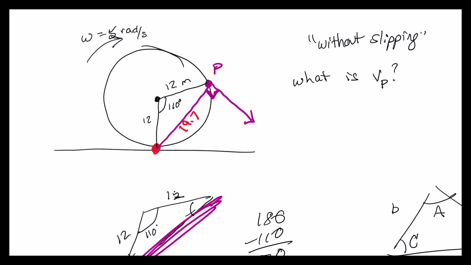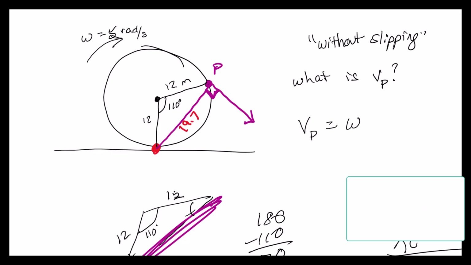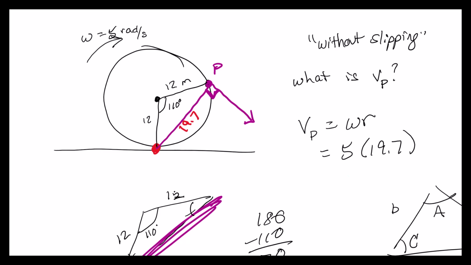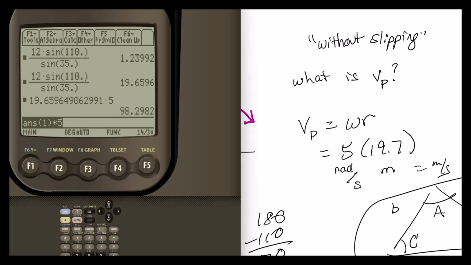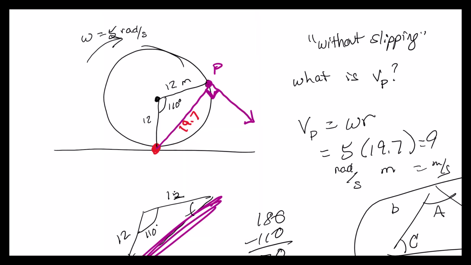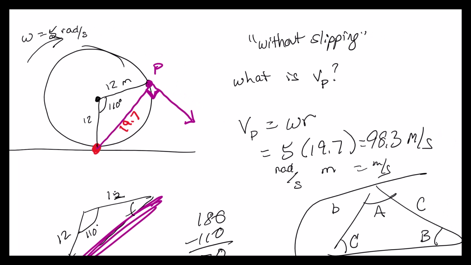Now I can say the velocity of point P is just omega times r. Omega is 5 and r is 19.7. Remember, this is radians per second, and this is in meters, so we end up with meters per second, a velocity just like we like. So I've got 5 times 19.7. Before I round off, I'll go ahead and multiply, so I have 98.3 meters per second.